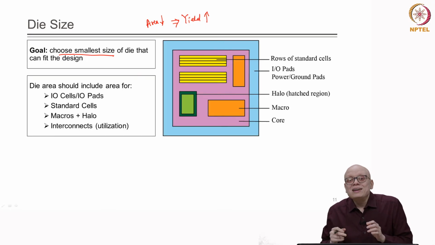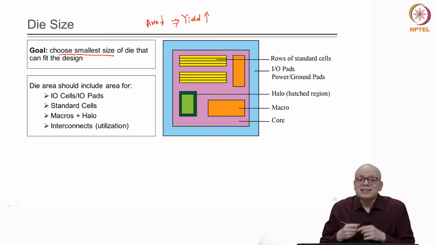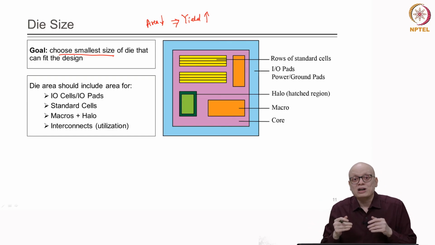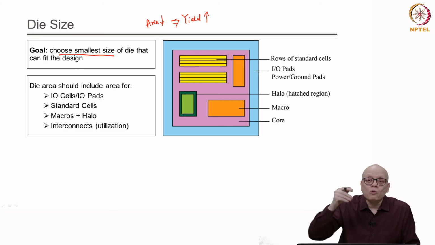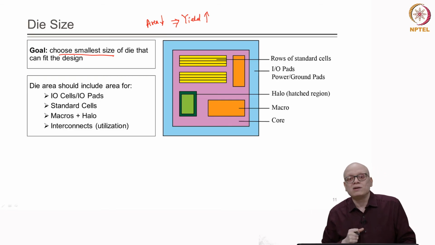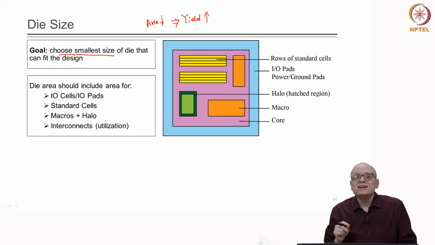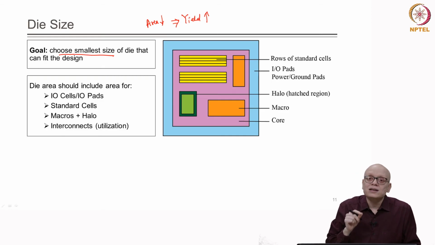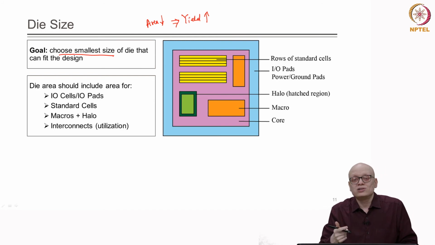Now, what are the restrictions on the die size? We can make it smaller and smaller, but how small? The lower limit on the die size will come from what entities we want to place on our die. While deciding the die size, we must include the area of the major components that will be there on our layout.